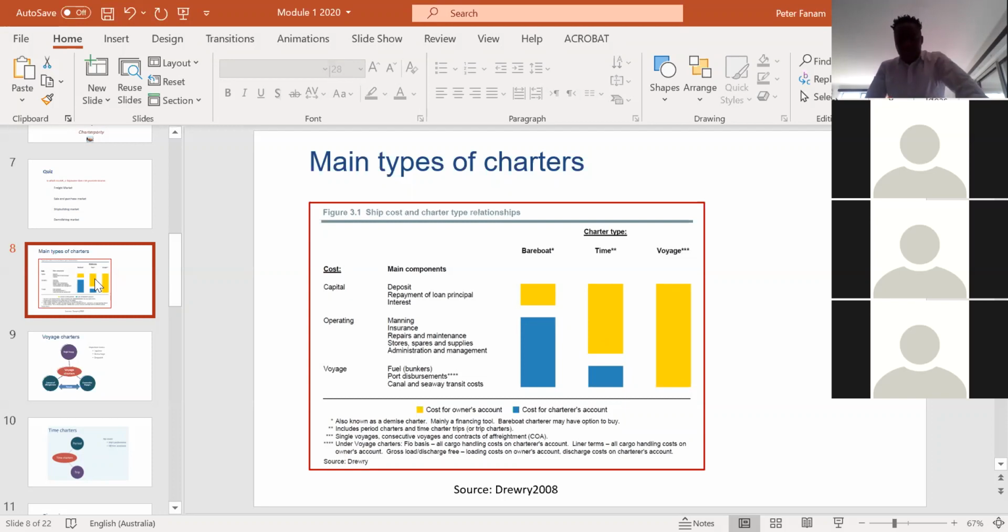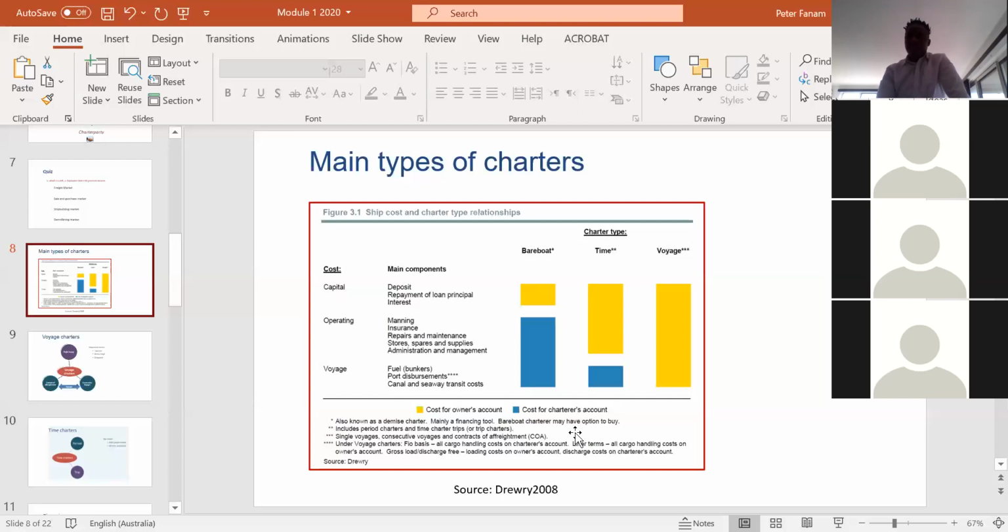And then under the time charter contract, the ship owner is responsible for the capital cost, the cost of acquiring the vessel, or the interest to pay on the loan. And then the operating cost is also borne by the ship owner. That is because the ship owner is responsible for the commercial management of the vessel, handling the vessel, running the vessel. So therefore, the ship owner is responsible for the capital cost and then the operating cost.